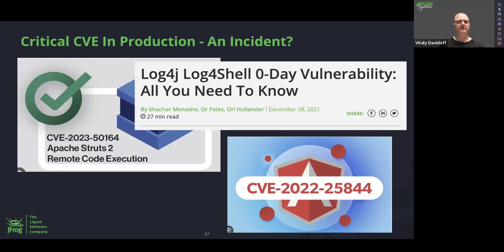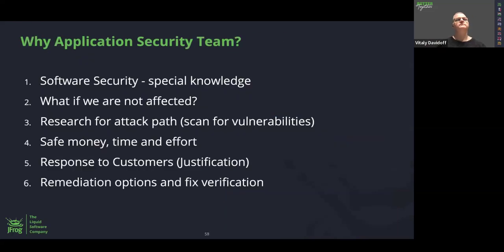you will see someone trying your network, your servers, and your applications. It's crazy. And from our point of view, this situation, where we have a very high critical issue inside our production, is an incident. But here's the question. We need to understand if we are actually affected by this issue.